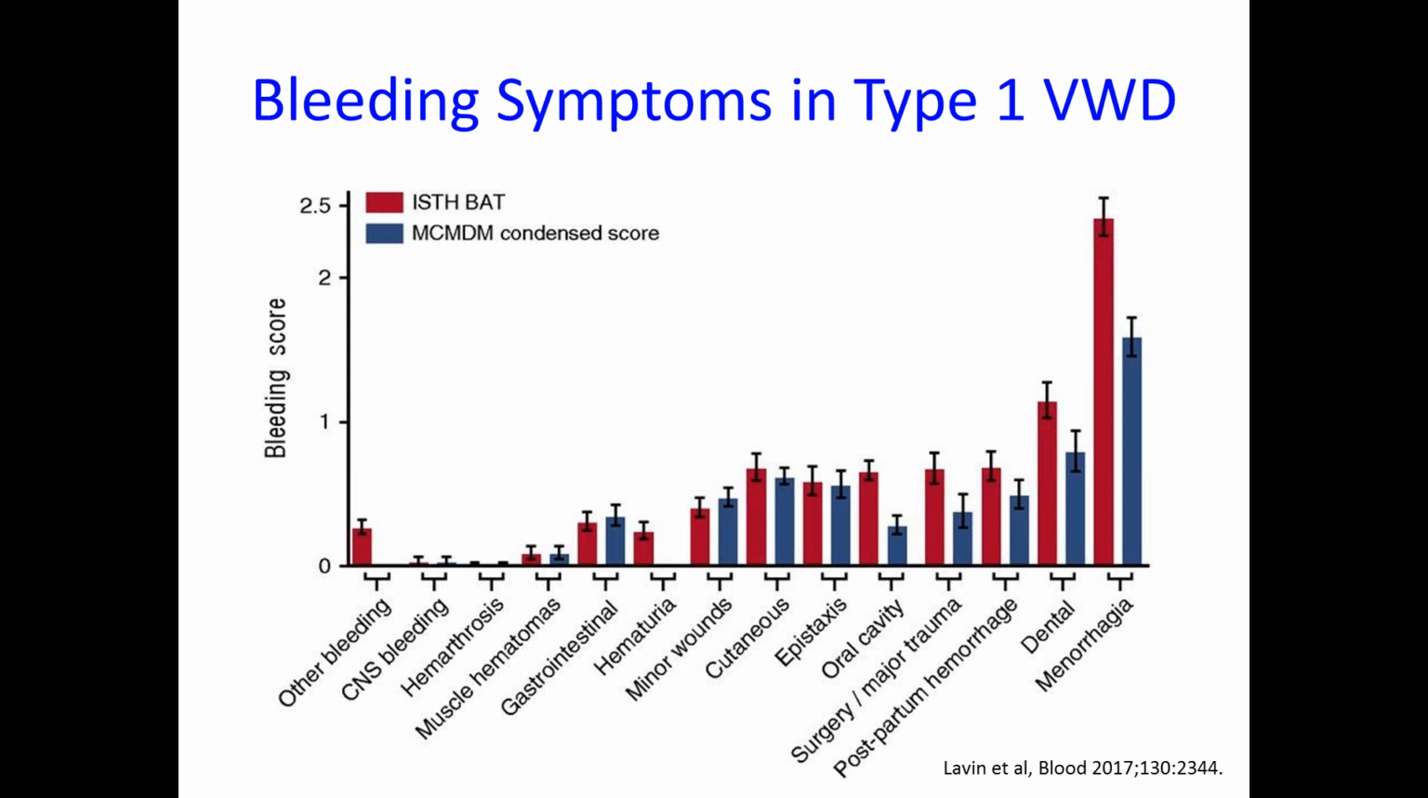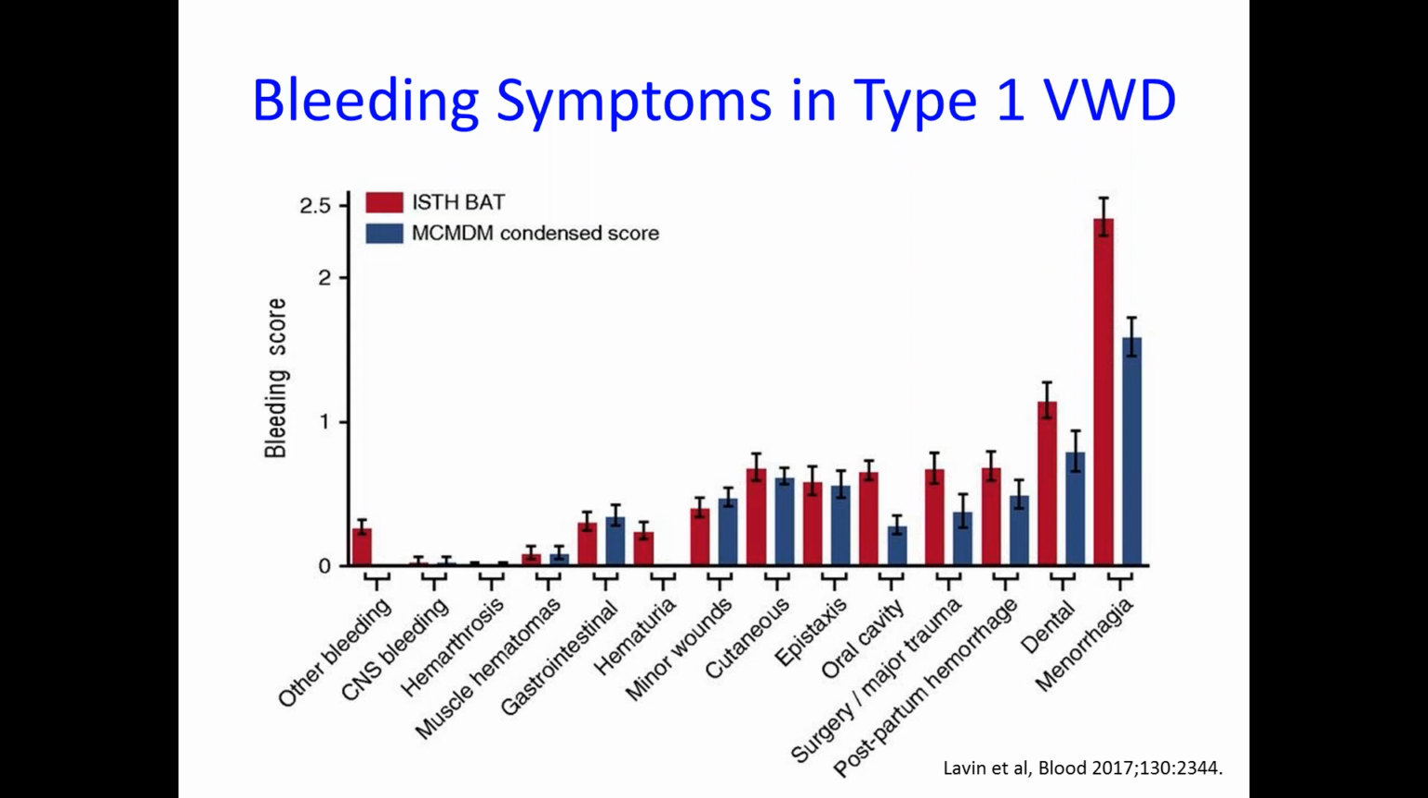So if you focus just on the red bars, you can see that menorrhagia contributed to a bleeding score in a very high proportion of individuals. The next highest was dental bleeding, then postpartum hemorrhage, bleeding with surgery, nosebleeds, cutaneous bleeding, and then bleeding with minor wounds, as well as epistaxis. So these are common symptoms that were found in their population of individuals with mild von Willebrand disease.